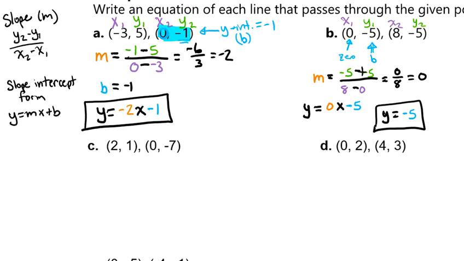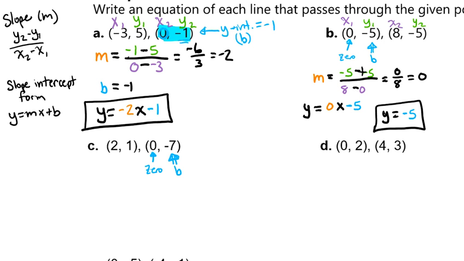Let's take a look at letter C. I want you to try this one on your own. I'm going to point out first, though, that right there we've got a 0. So think about what that tells you. Go ahead and work out this problem. Push pause, and when you're done, push play, and let's see if you were right. All right, so here we see that we have a 0. That tells us that our negative 7 is going to be our b value.